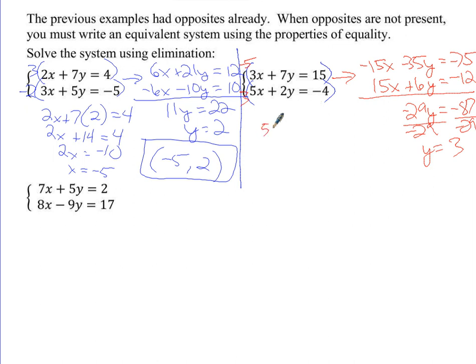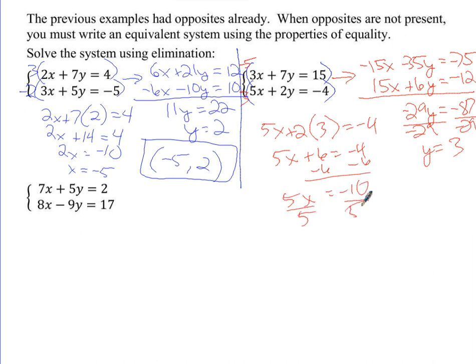So I'll write 5x plus 2 times y, which is 3, equals negative 4. And then just simplify this down. 5x plus 6 equals negative 4. So we're going to subtract 6 from both sides, and we get 5x equals negative 10. Divide both sides by 5, and we get x equals negative 2.